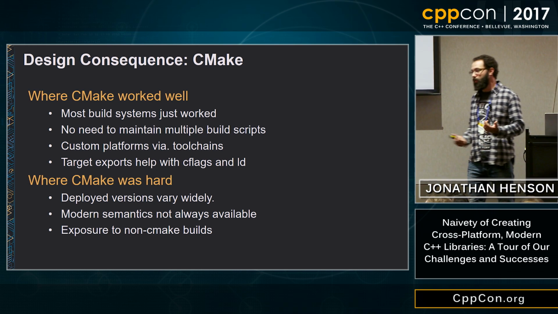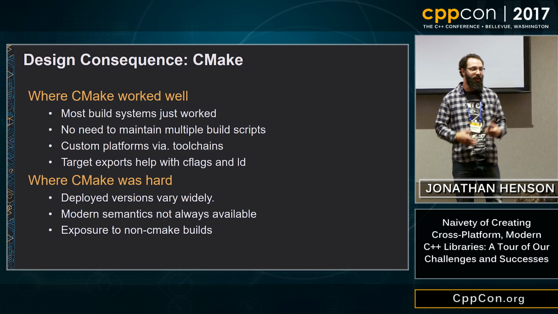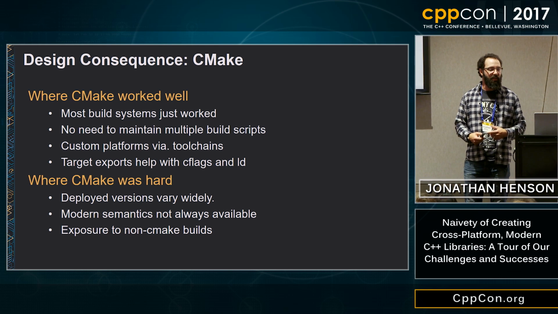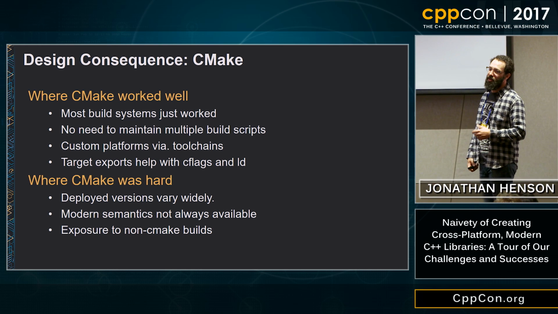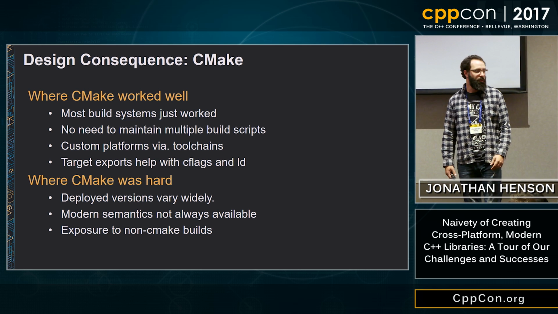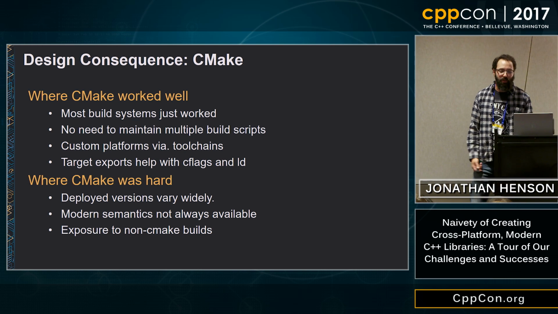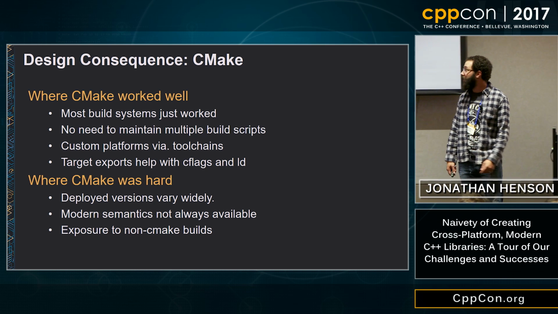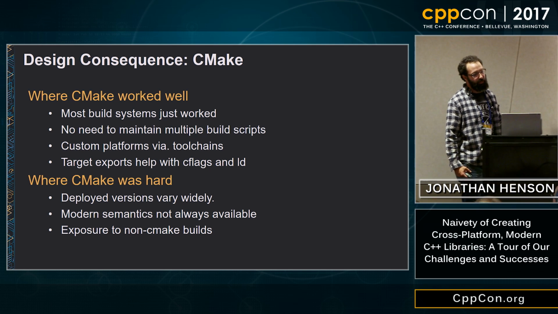Custom platforms via toolchains. We have platforms we can't publish in open source, and we can't write the builds for lots of reasons. And all we had to have was a separate repository, a toolchain file, and the build just worked for those platforms. Target exports help tremendously with C flags and library linker flags. And it helped a lot when exposing these to the customer.